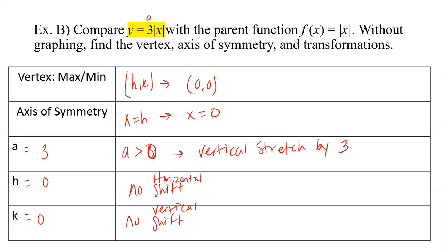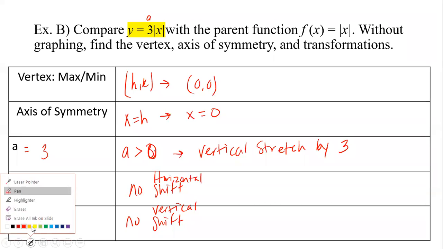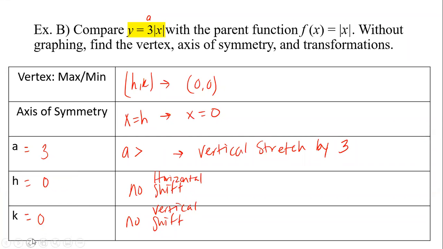Wait, Miss Jones. Yes. I thought it was if A was greater than 1 instead of A was greater than 0. Oh, thank you. Good call, Sarah. I just made A positive, meaning that it was no reflection. So if A is greater than 1, it's a vertical stretch. If A is between 0 and 1, it is a vertical compression.